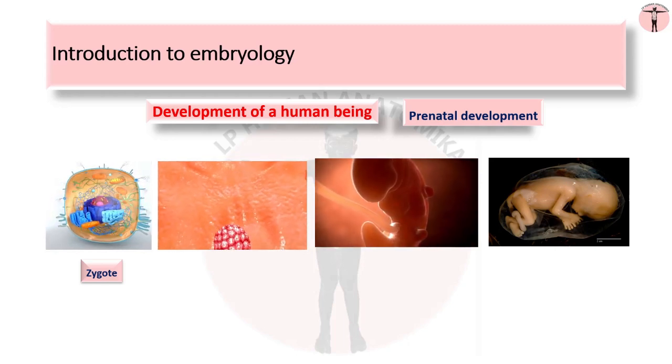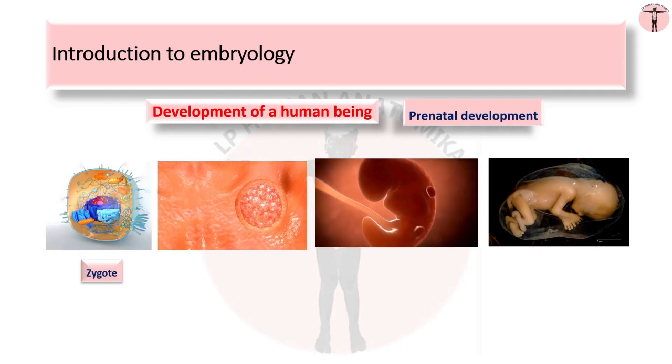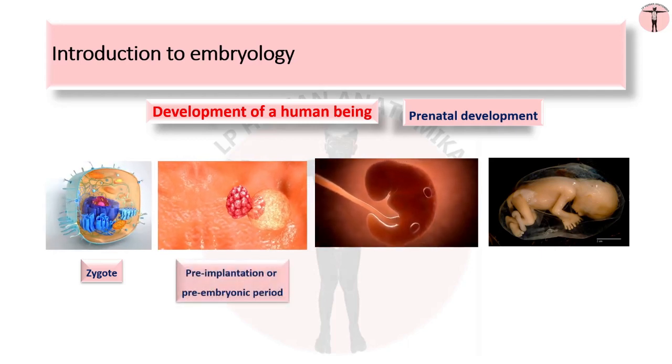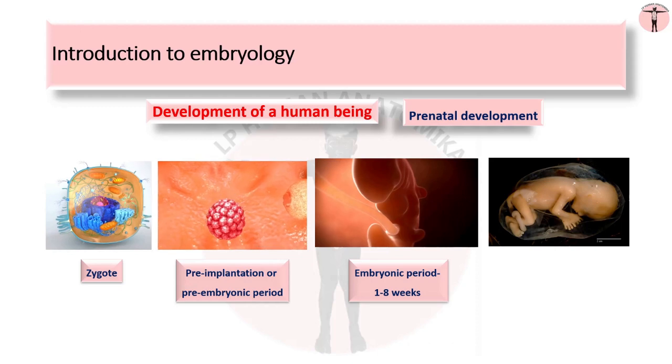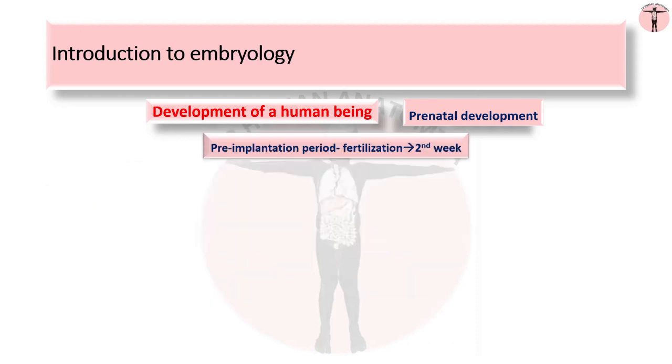There are 3 stages in prenatal development: pre-implantation or pre-embryonic period, embryonic period, and fetal period. Pre-implantation period spans from fertilization to end of second week of gestation. It extends from fusion of male and female gametes to form single-celled zygote to formation of primitive germ cell layers of developing organism. It includes first and second weeks of intrauterine development.